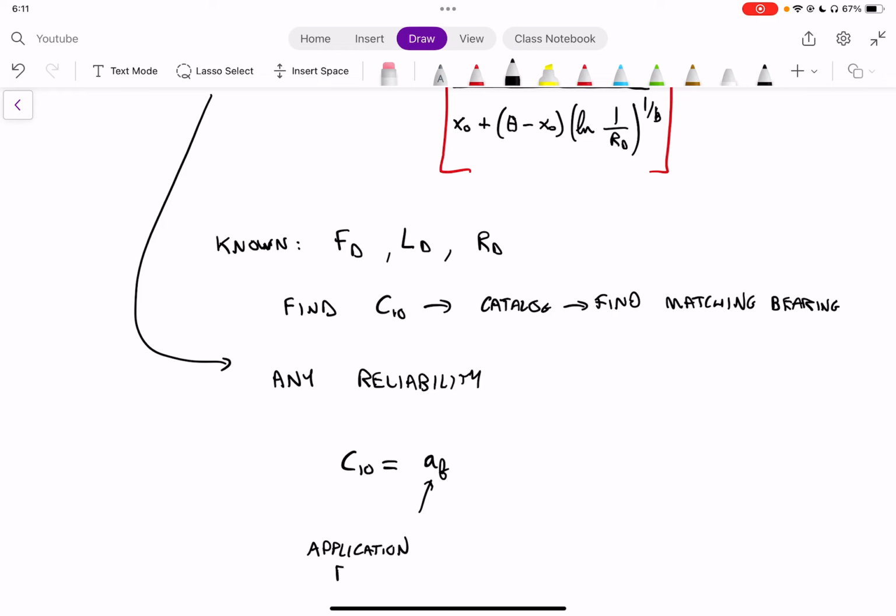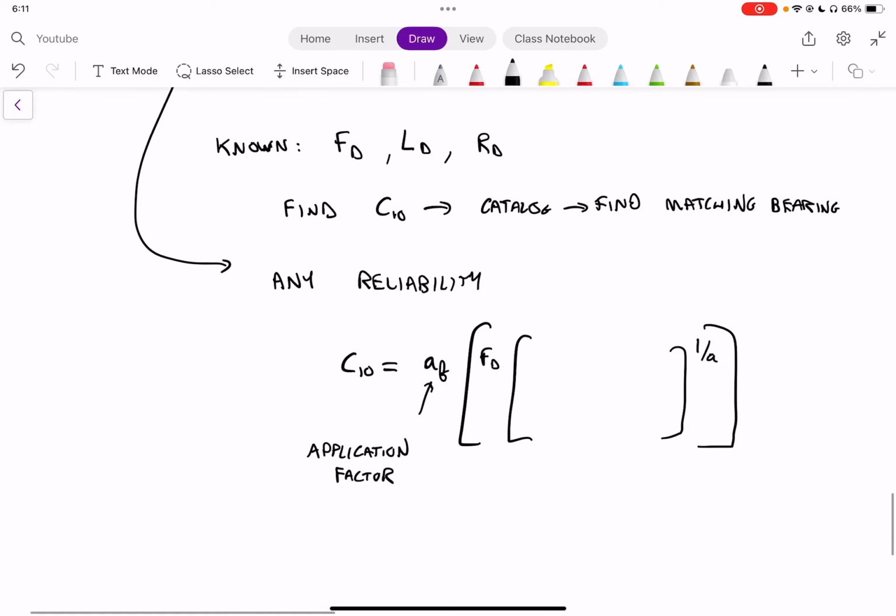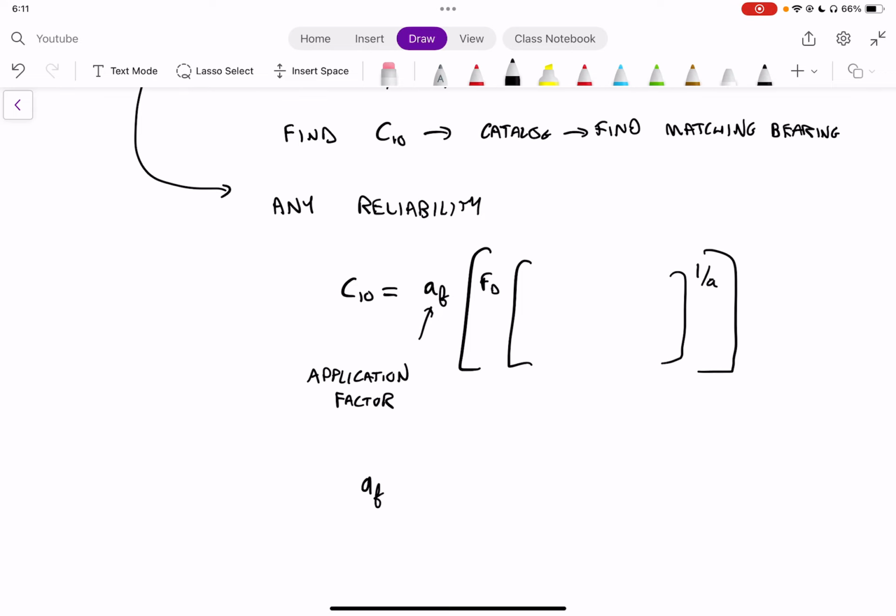What this application factor is, is pretty much just a safety factor that we apply to our equation. So it's A sub f multiplied by everything else, being FD times the whole bracket here that I'm not going to repeat, to the power of 1 over A. Okay? Now, if not given, you can just say that your application factor is equal to 1. I'll put if not given, that way you have it, and we can go from there.